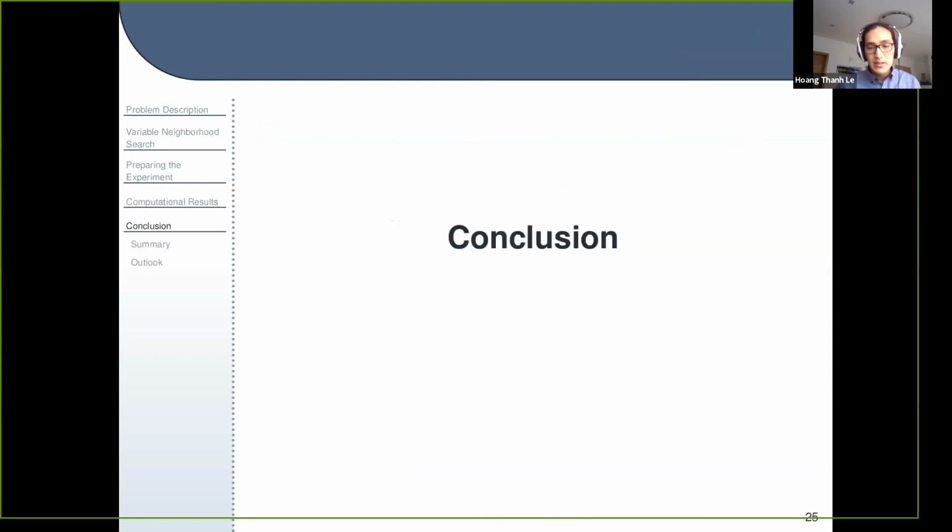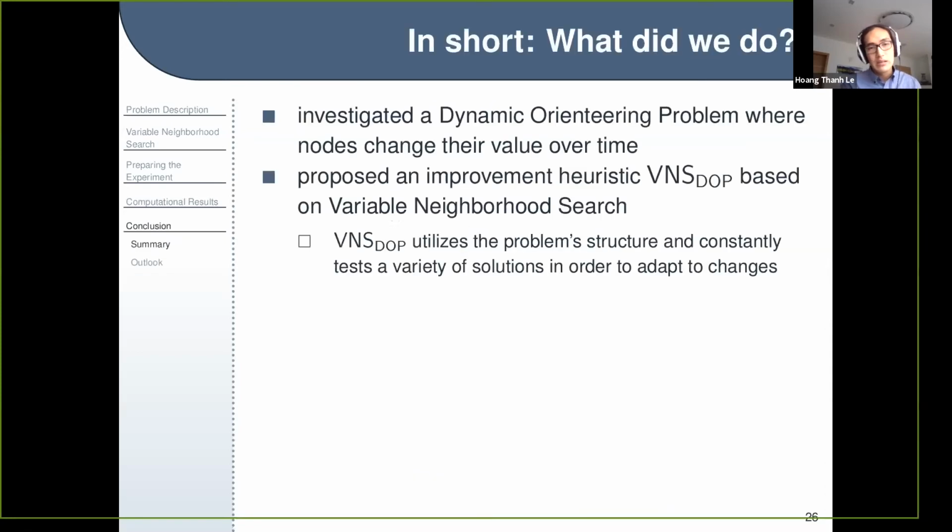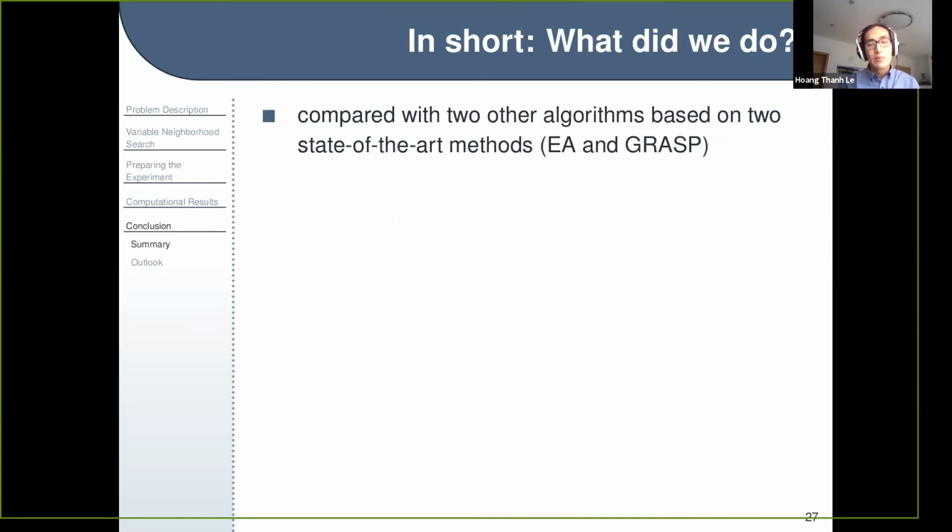To summarize, we considered a dynamic orienteering problem where nodes change their value over time. And we proposed an improvement heuristic that is based on variable neighborhood search. The algorithm has been designed to utilize the problem's structure and to constantly test a variety of solutions in order to adapt to changes. We compared this algorithm with two other algorithms that are based on state-of-the-art methods, an evolutionary algorithm and a greedy randomized adaptive search procedure.